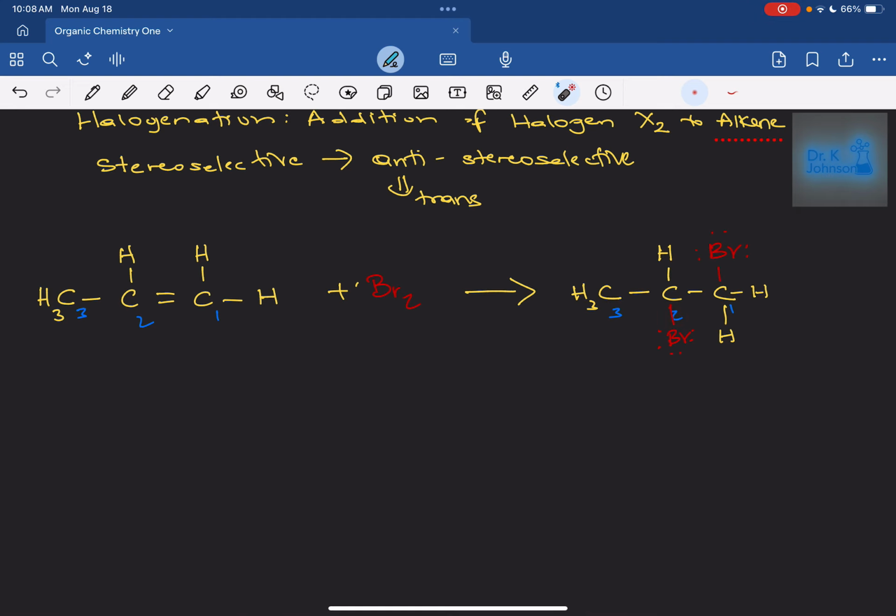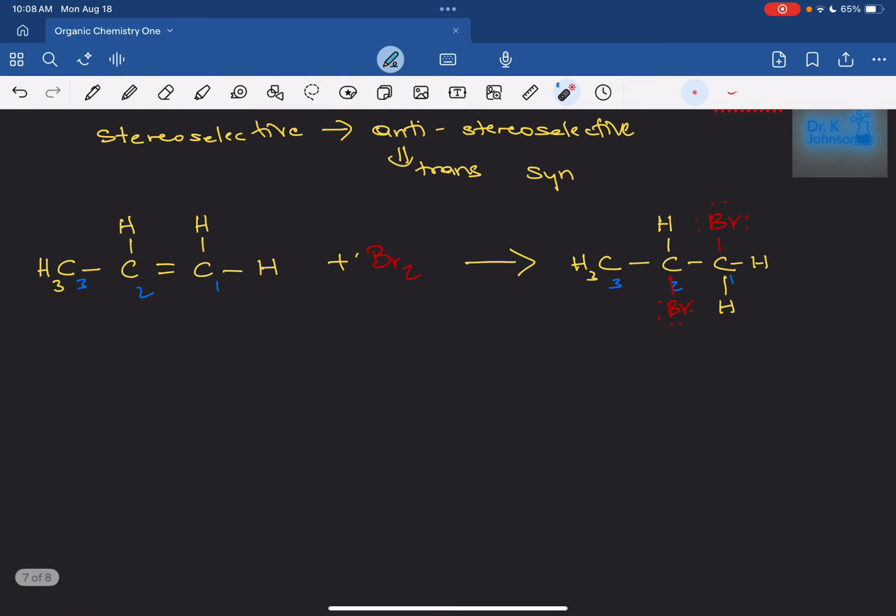So what happened is somebody did this reaction and realized that the Brs add trans. So that's why we say this reaction is anti-stereoselective. The trans product is formed over the cis product. We'll meet reactions where they add on the same side. When that happens, that reaction is a syn stereoselective reaction, okay? So when you make your flashcards when you're studying, you need to remember that your Brs add on opposite sides.